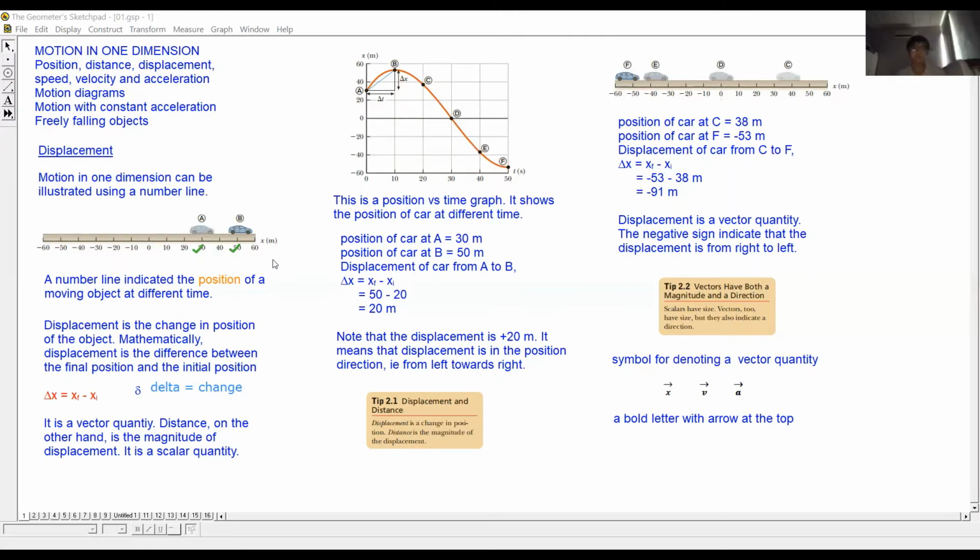Now, sometimes they will give you a graph. It is not a graph of x versus y, which is the coordinate system. It is a graph of displacement versus time. So the vertical axis represents the displacement. The horizontal axis represents the time.